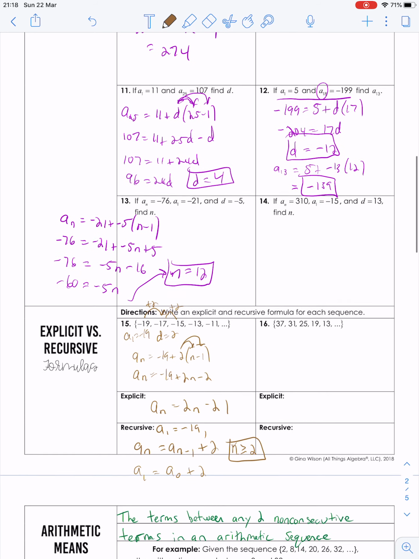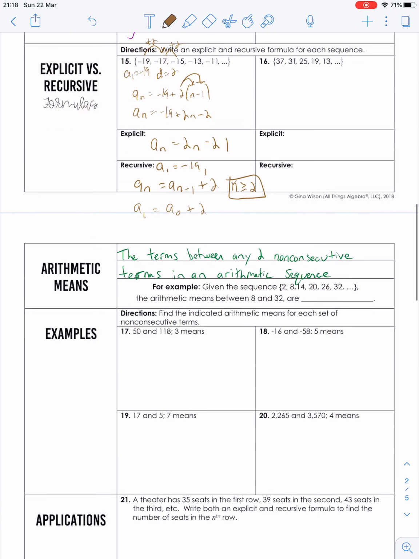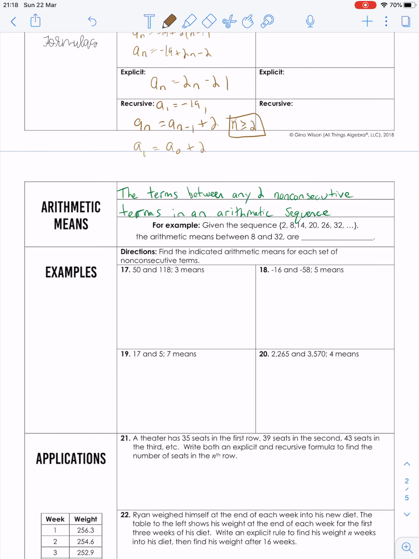All right, so for number 16, same idea. You guys got it, I think. Arithmetic means. This is a little bit different, a little bit trickier. So let's do it. The arithmetic means are the terms between any two non-consecutive terms in an arithmetic sequence. For example, given this sequence right here, the arithmetic means between 8 and 32 are this guy, and this guy. So 14, 20, and 26. Those are our arithmetic means.